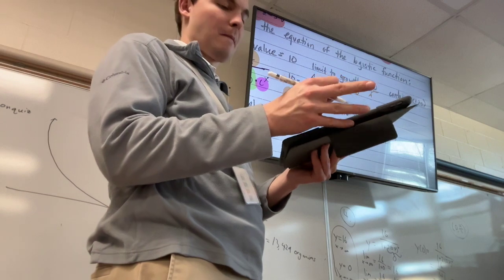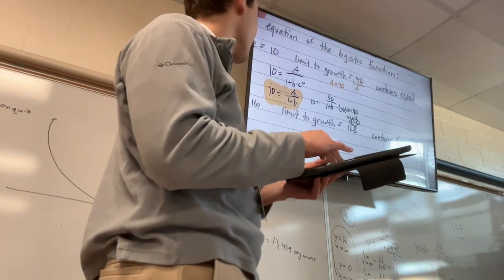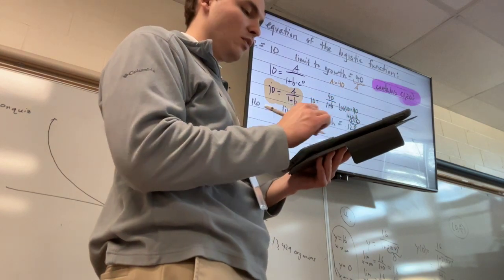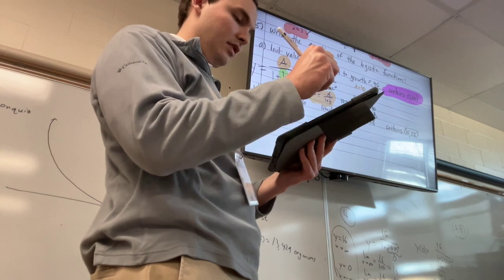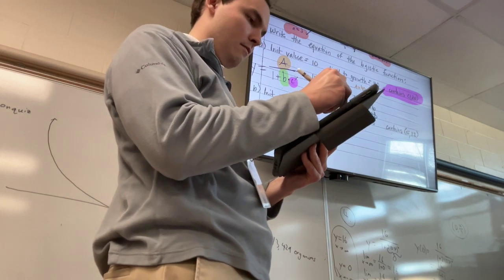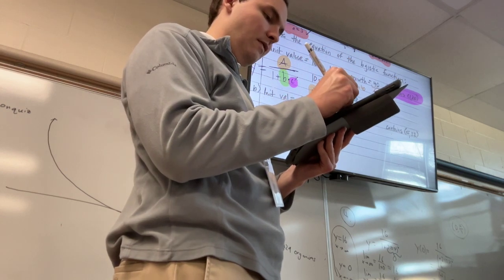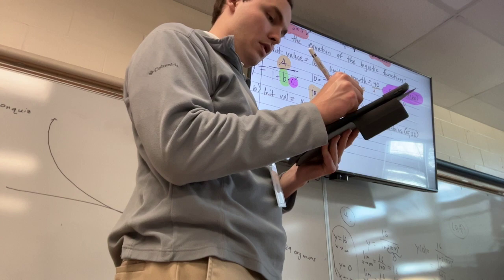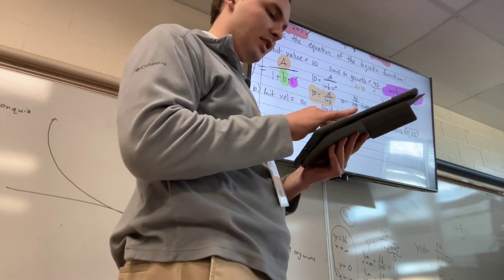What do you think we use? We used our limit to growth, we used the initial value, what haven't we used? The point. Yeah, it contains 1, 20. So just plug in literally everything you have now. So we're going to have 20 equals, we'll do this in pink, 20 equals 40 over 1 plus 3 times c to the x.